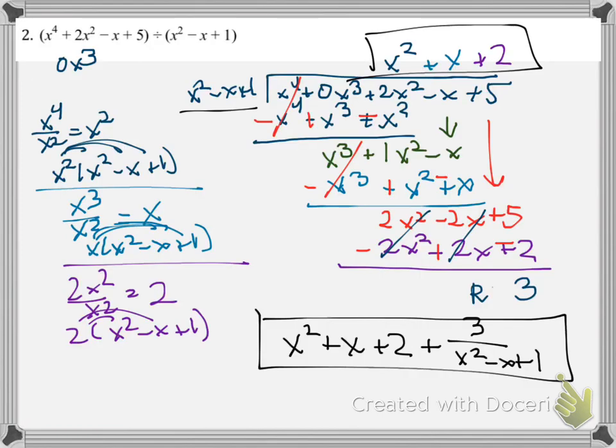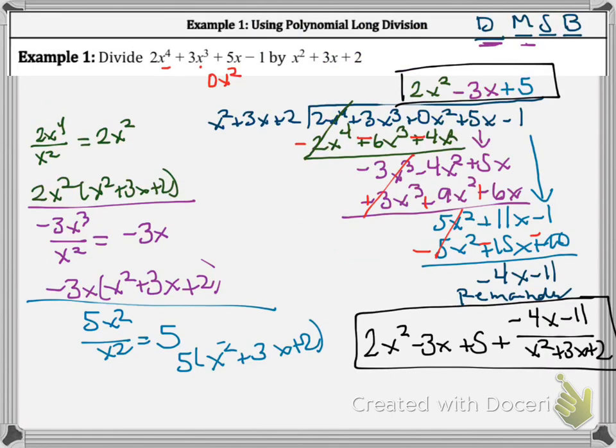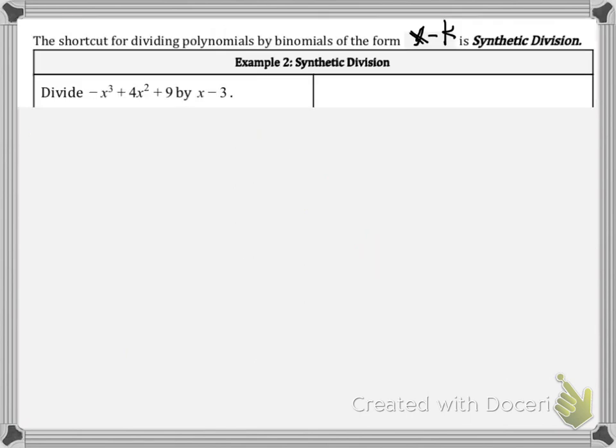So for example, in number 2, x squared minus x plus 1, we cannot use synthetic division. Number 1 we could, and this example we could not use synthetic division. It could only be of the form where we have x minus 1, or x plus 1, anything of that form.